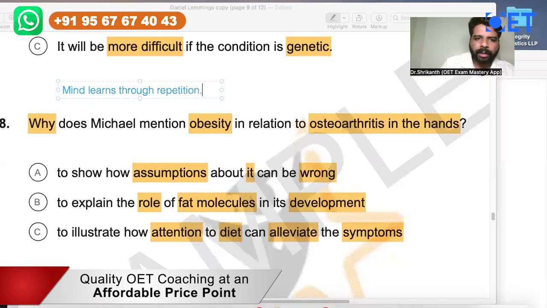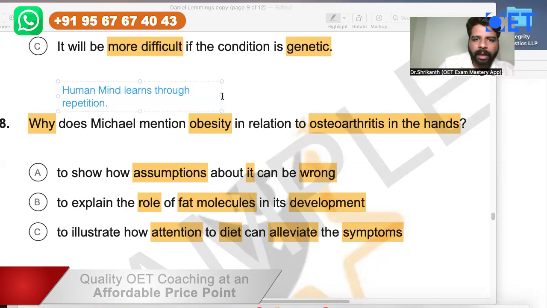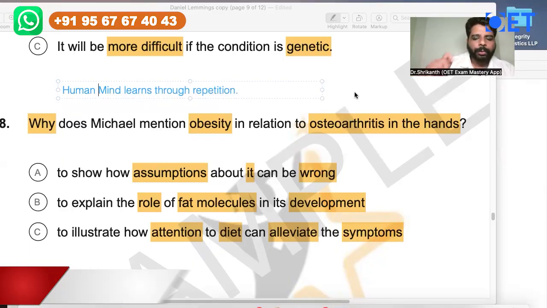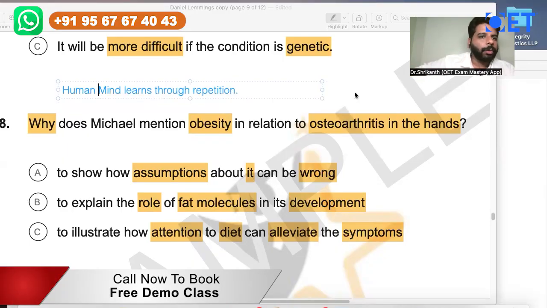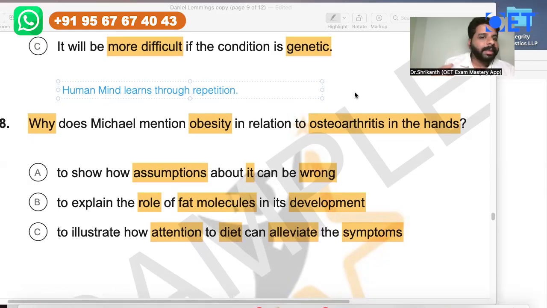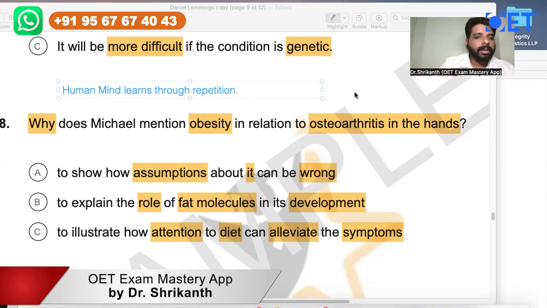Understand this. Trust me, I have learned psychology. I graduated from Singapore. The human mind learns anything through repetition. The more you repeat the same activity, the more you're going to learn it. So you have to expose yourself to the same questions of Cambridge materials repeatedly. That is the only way you're going to learn quicker.